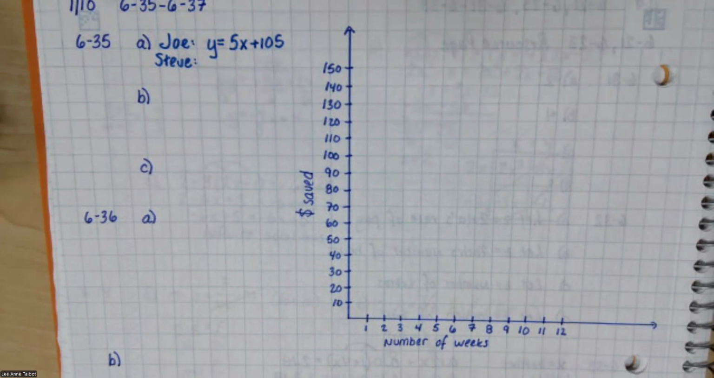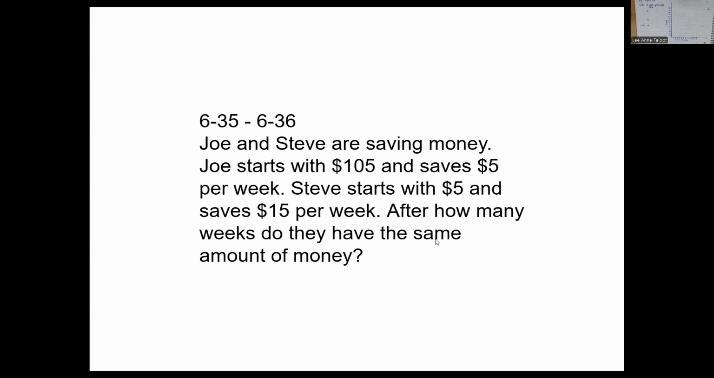Joe's quite the saver. I have to be honest with you, if this problem was about Mrs. Talbot, it would be negative slope because I'm a spender. I'm not good with money. I have $1 in my pocket and I have to figure out what to spend it on. Like, I'm not good at saving. I'm terrible.